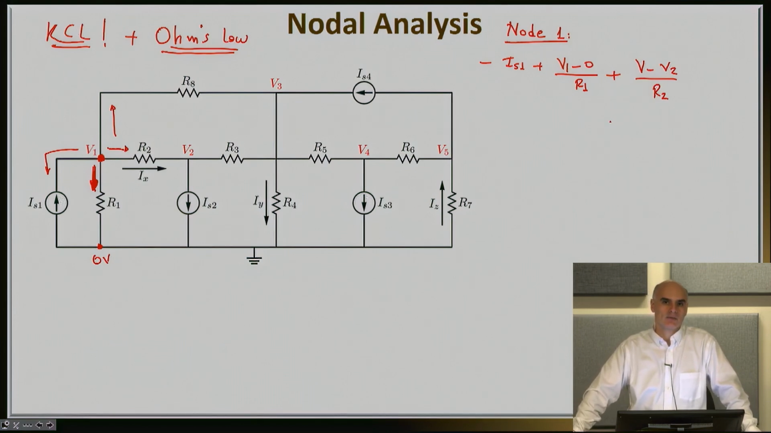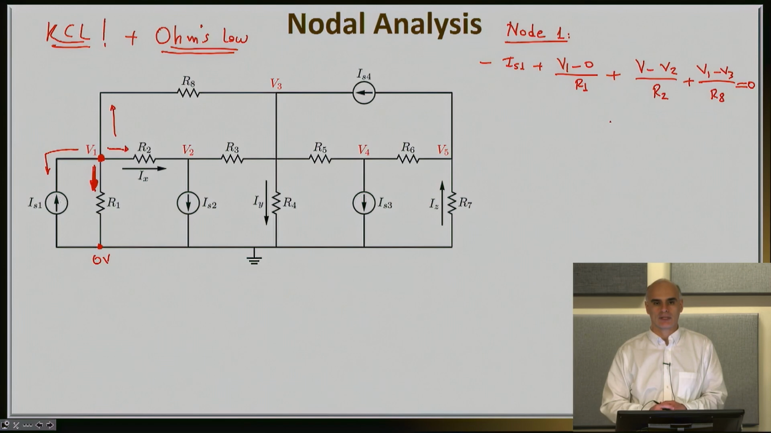The current starts from the node V1. It goes into the node V2. So the current is V1 minus V2 divided by R2. And finally, we have the current that flows through the north, through the resistance R8. That will be equal to V1 minus V3, the other side of R8, divided by R8, and the result will be 0. So let's very briefly review what I did here.